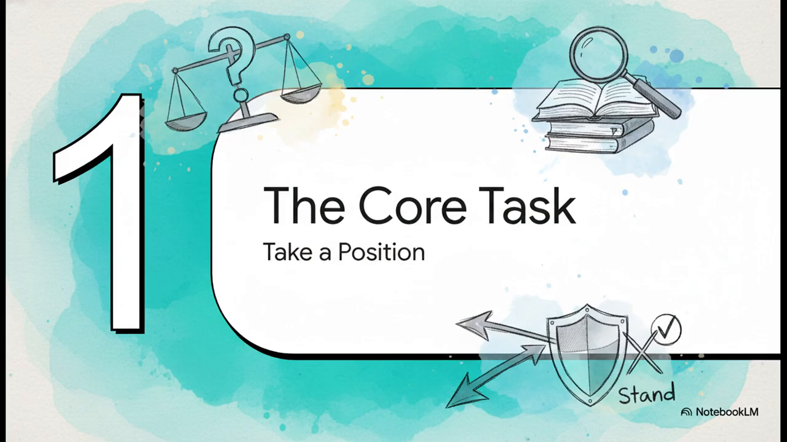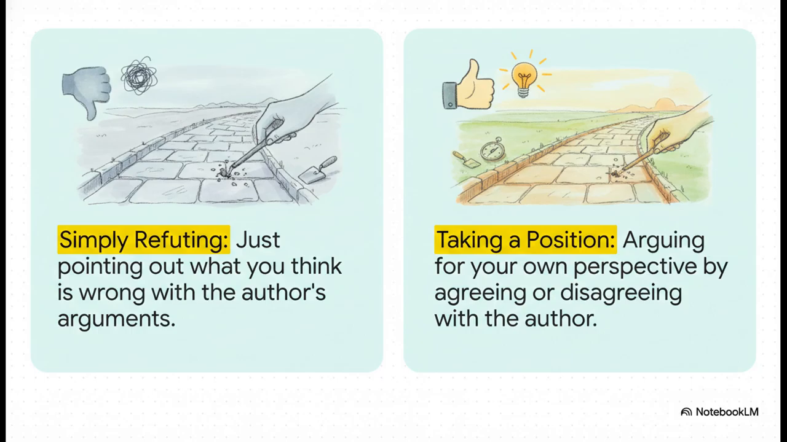This isn't just a summary or some random thoughts. It wants you to take a clear, definitive stand. This right here shows the key difference. On one hand, you have simply refuting, which is just pointing out problems, like saying, Svendra's data from 2010 is old. Okay, that's an observation, sure, but it's not an argument.